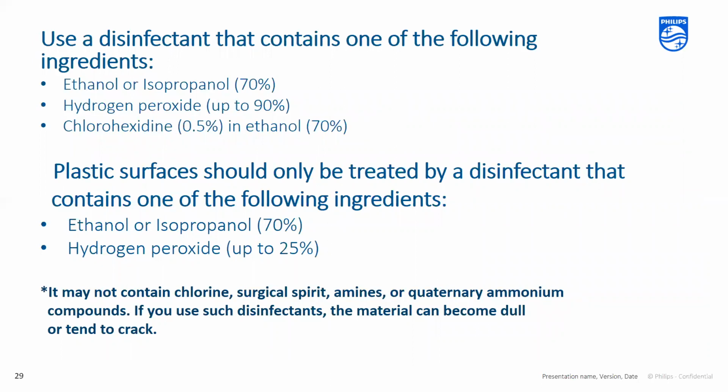Use a disinfectant that contains one of the following: ethanol or isopropanol 70%, hydrogen peroxide up to 90%, chlorhexidine 0.5%, or ethanol 70%. Plastic surfaces should only be treated with a disinfectant that contains ethanol or isopropanol 70% or hydrogen peroxide up to 25%. It may not contain chlorine, surgical spirits, amines, or ammonia compounds. If you use such disinfectants, the material can become dull and tend to crack.